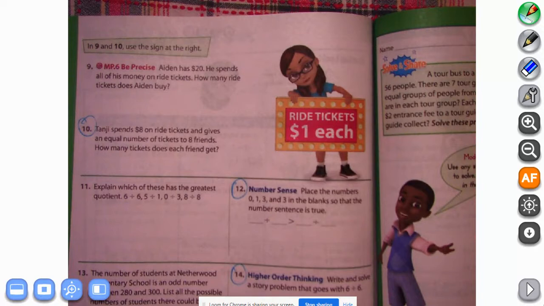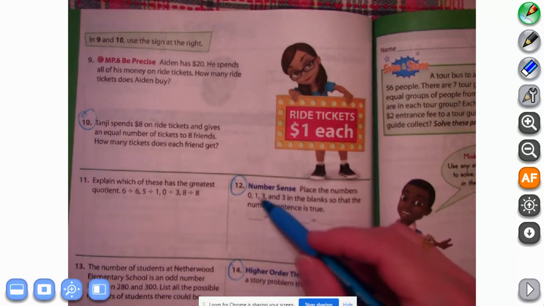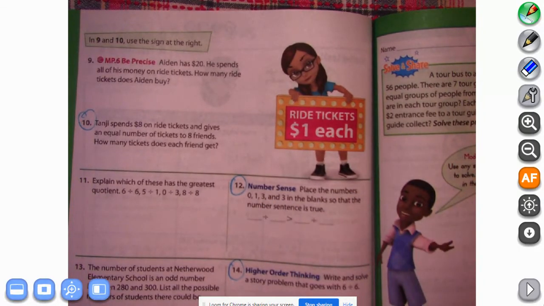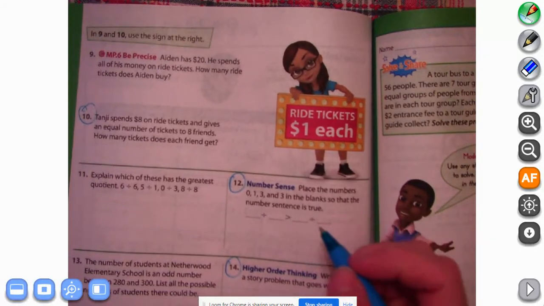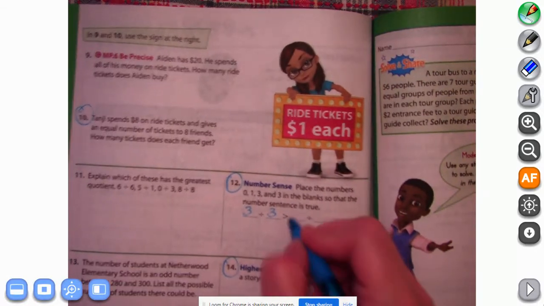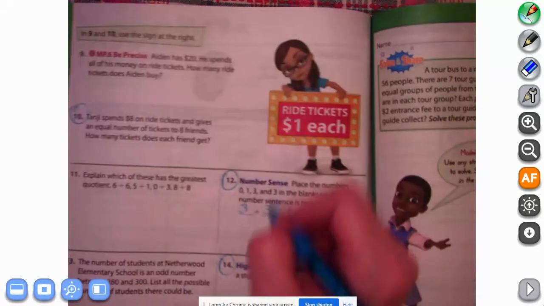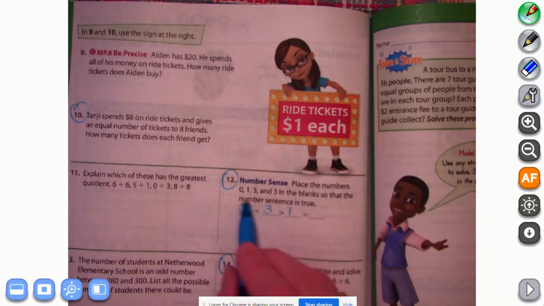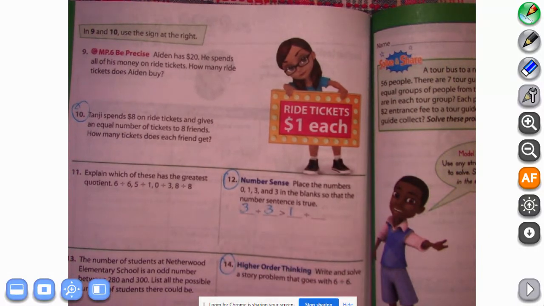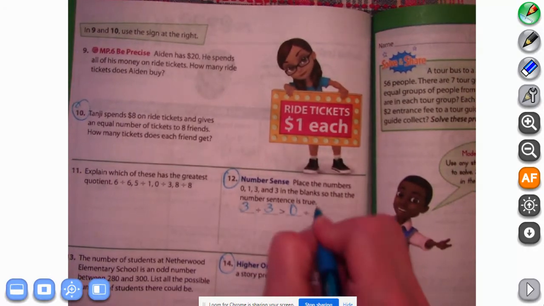Number 12. Place the numbers 0, 1, 3, and 3 in the blanks so that the number sentence is true. Okay? So place the numbers 0, 1, 3, and 3 in the blank spaces so that the number sentence is true. Let's give it a shot. Oh, I can see. Okay. So you're trying to figure out where you're going to place 0, 1, 3, and 3. So 3 is greater than 0, and then there's a 1.